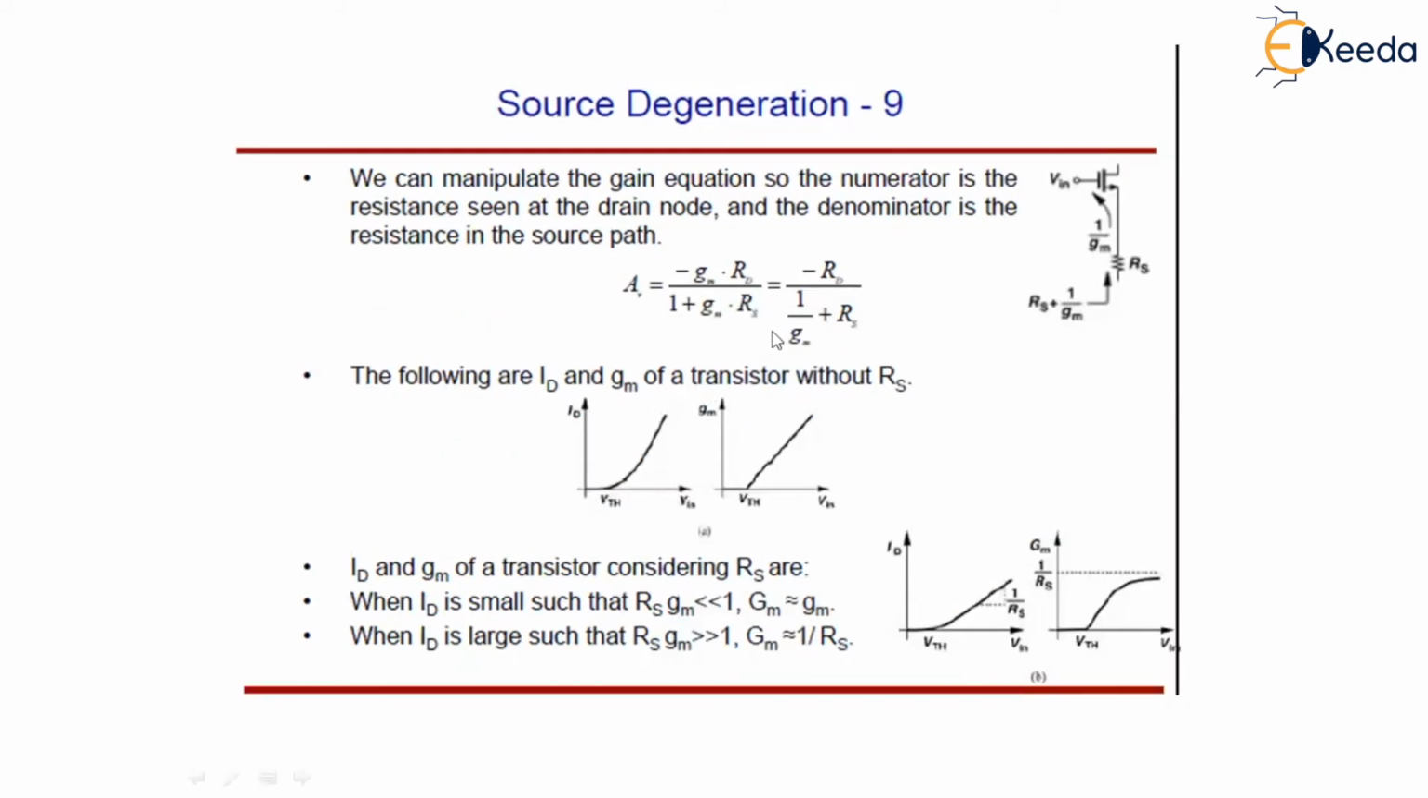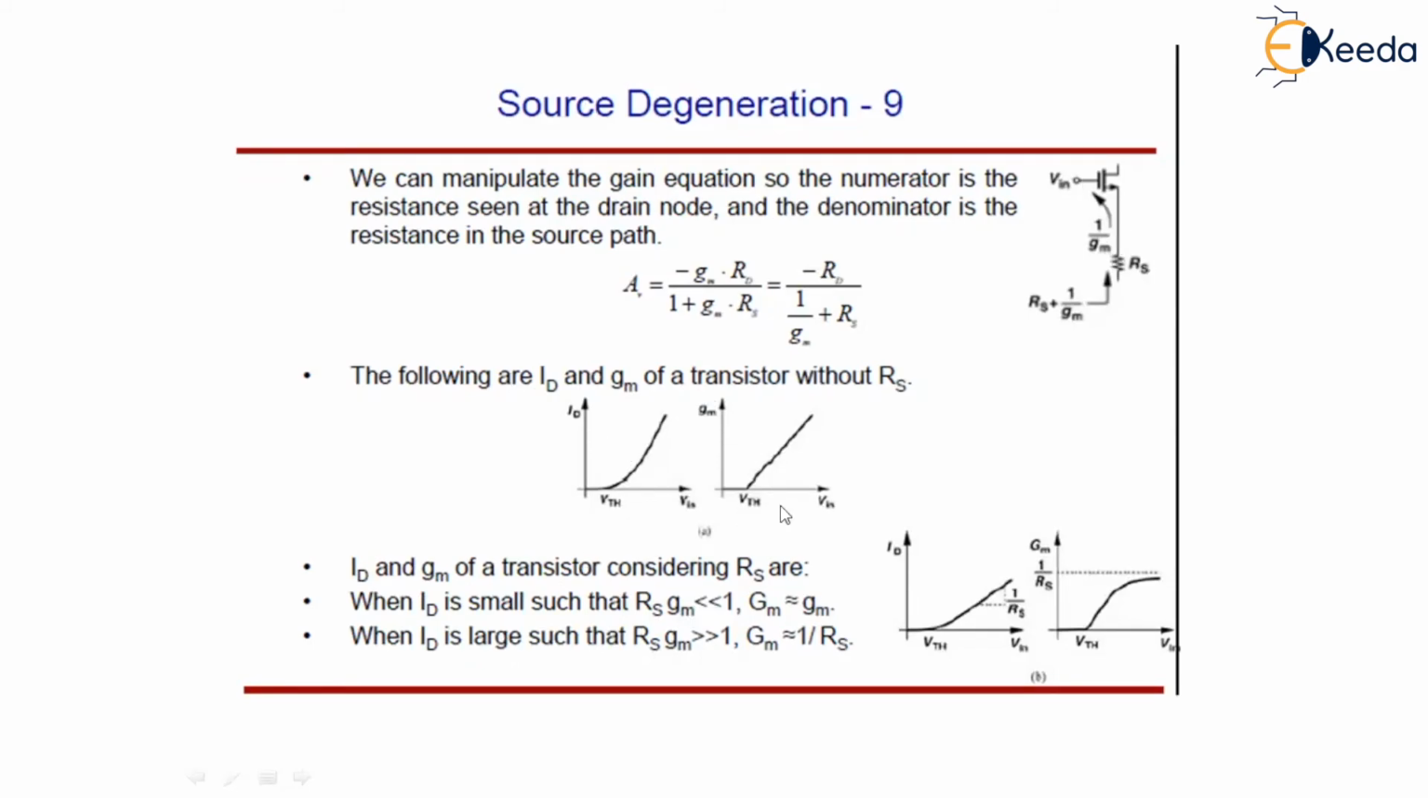So we can again manipulate the gain equation. What we have done is just divide the numerator and denominator by Gm. What we will get is minus Rd upon 1 upon Gm plus Rs. So simply, the numerator is the resistance seen at the drain node, this node, and the denominator is the resistance seen at the source part, that is Rs plus 1 upon Gm.